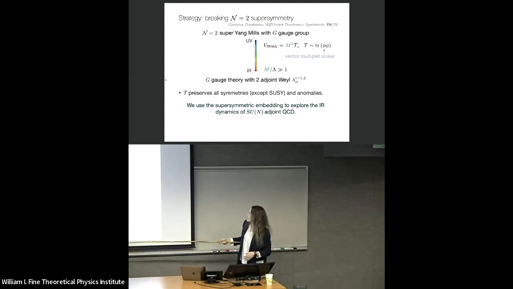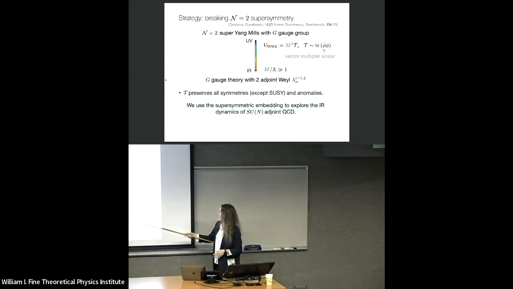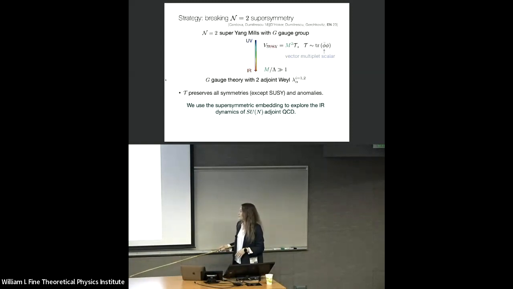vector multiplet. And in particular, a really important comment is that this mass term that I'm adding, the supersymmetry breaking potential or operator, preserves all symmetries of both the upstairs supersymmetric theory and the downstairs non-supersymmetric theory, except for supersymmetry itself. It breaks supersymmetry, but it preserves all other symmetries. And so also 't Hooft anomalies are automatically matched in this RG flow.